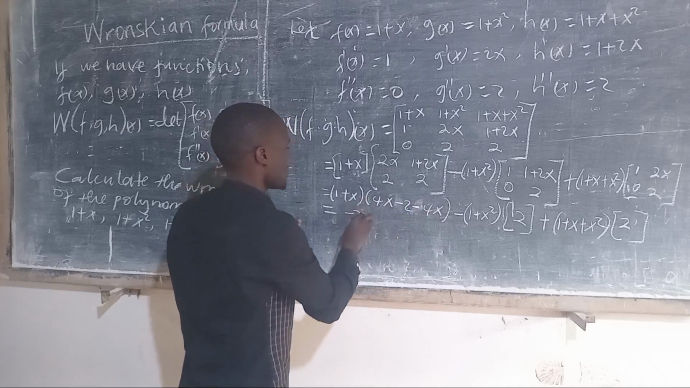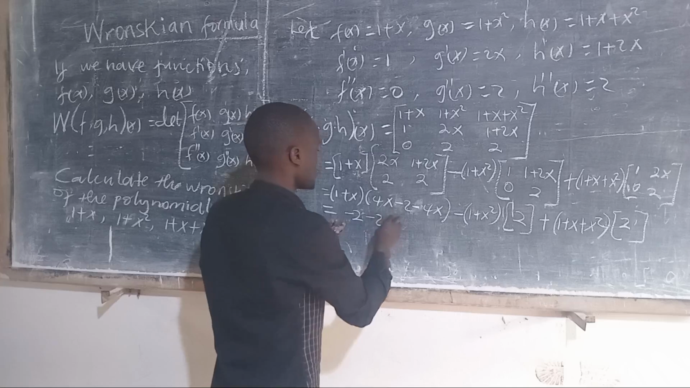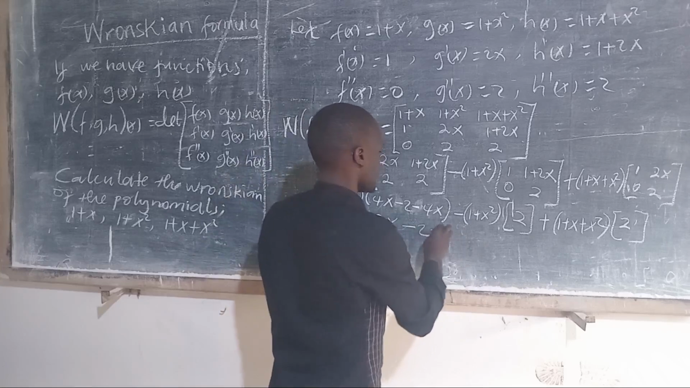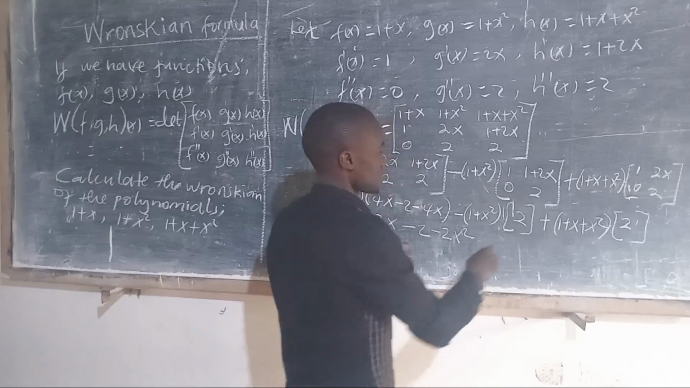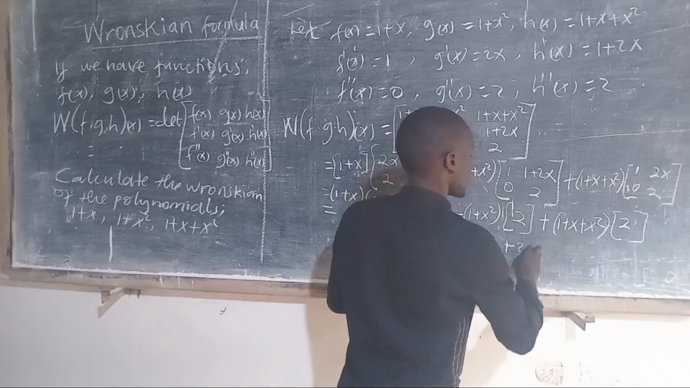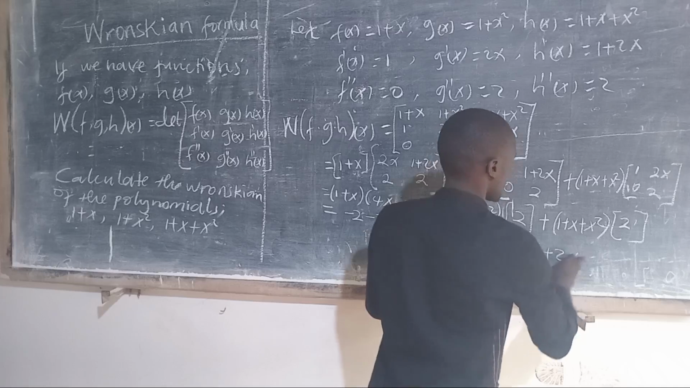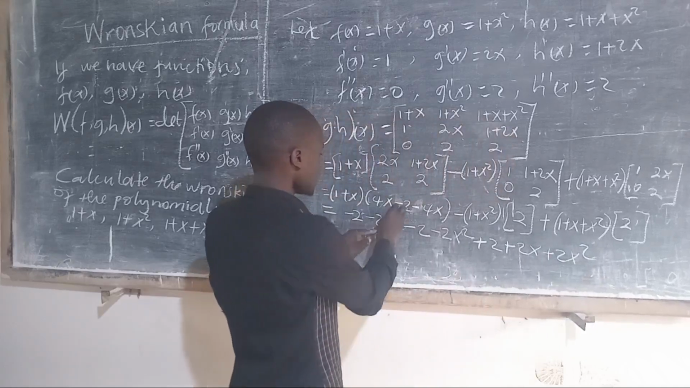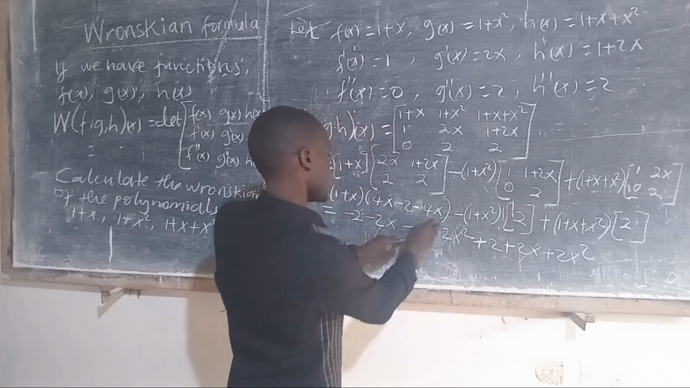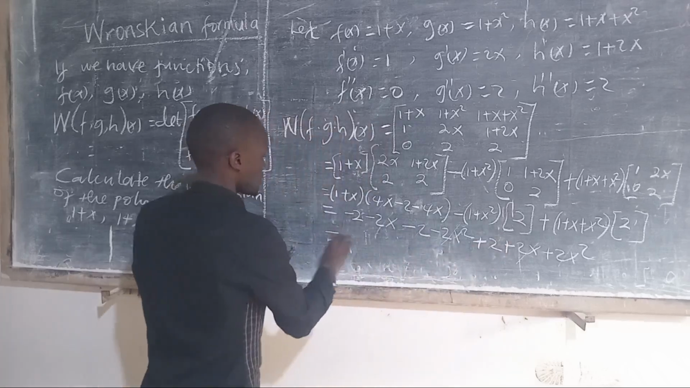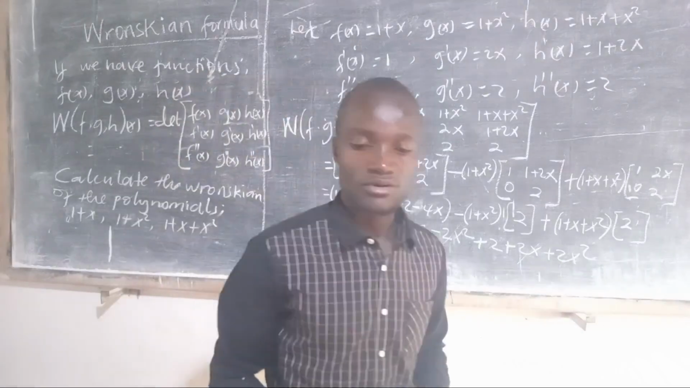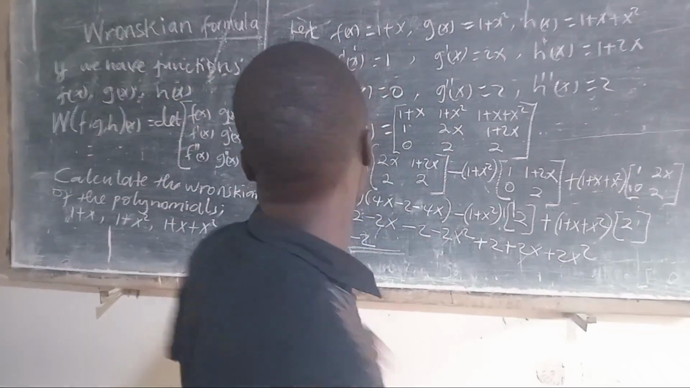So we are making negative 2 minus 2x minus 2 minus 2x squared. Then this is plus 2 plus 2x plus 2x squared. This one shall go by this, and this one shall also go by this, so we are remaining with the negative 2. That's our answer.